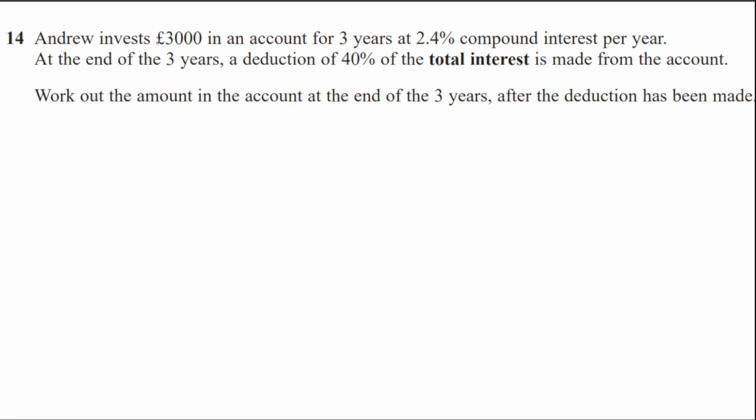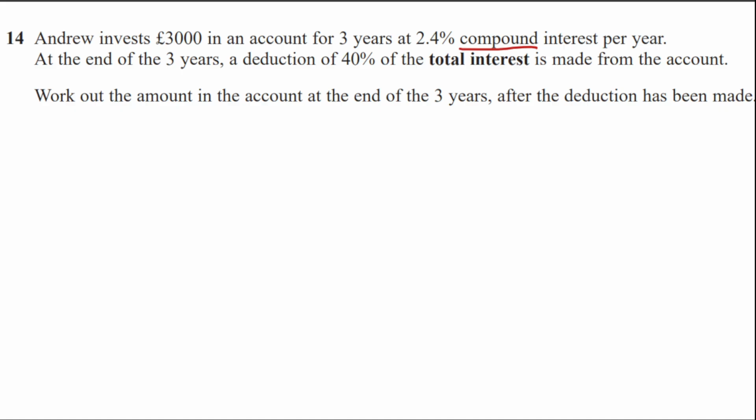Question 14. It's a 4 marks question. It's compound interest and it's a calculator question. The question says Andrew invests £3,000 in an account for 3 years at 2.4% compound interest. This is important: per year. At the end of the 3 years, a deduction of 40% of the total interest is made from the account. Work out the amount in the account at the end of the 3 years.